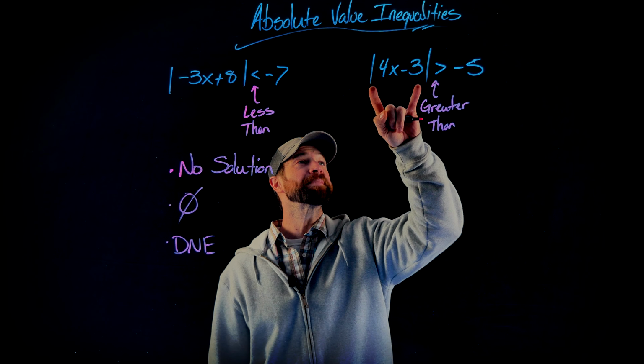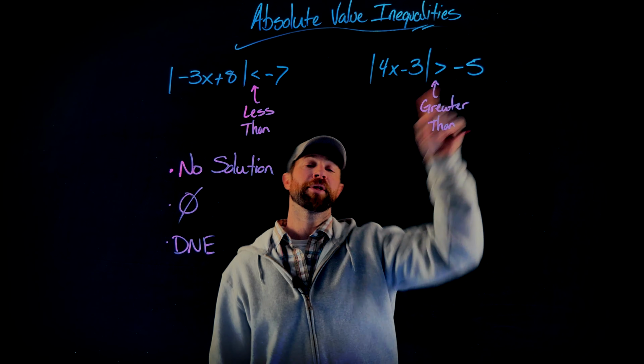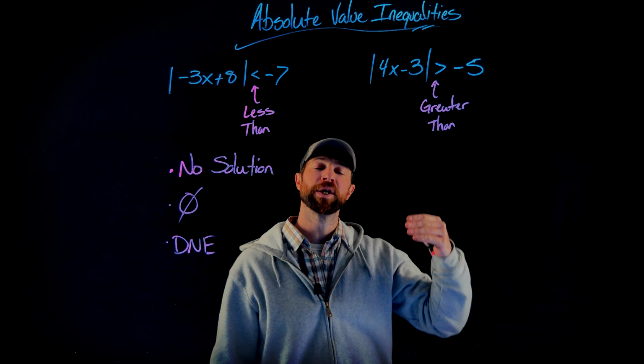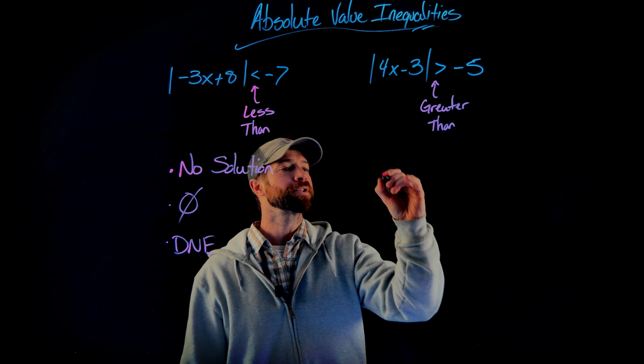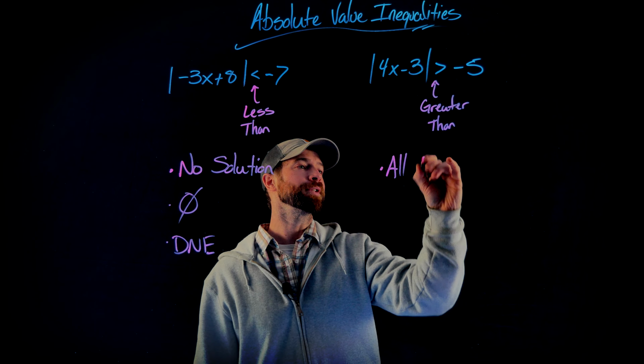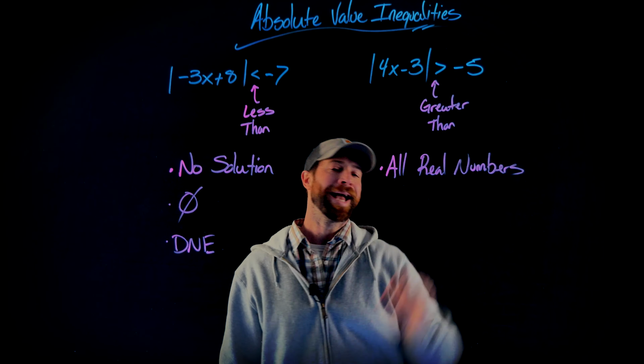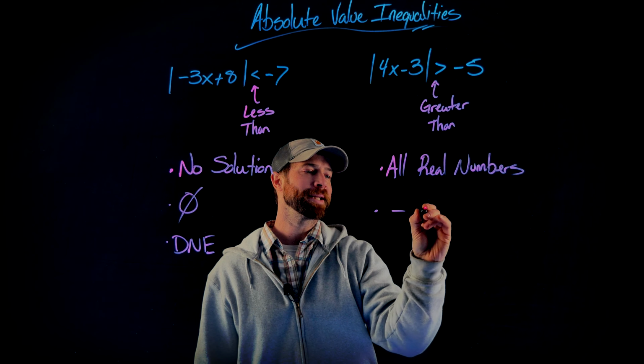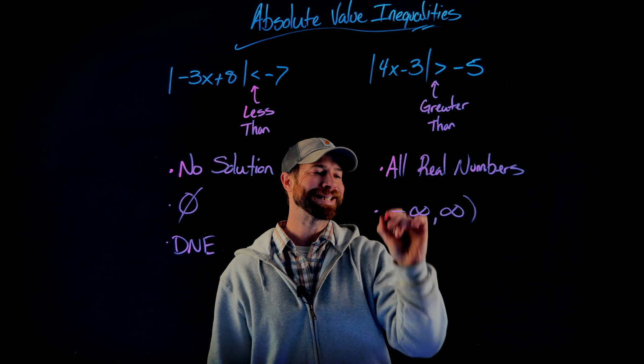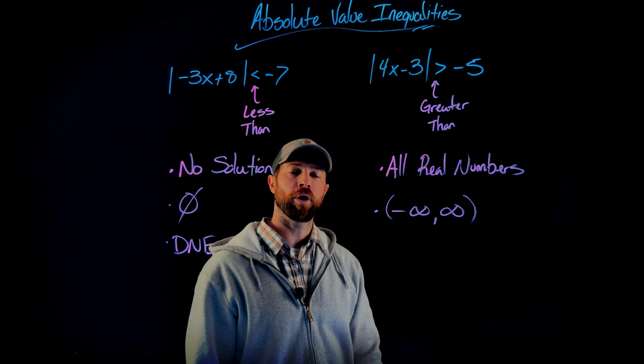In this case, the absolute value will always be greater than a negative value because it produces 0 or positive values. So in this case, we have all real numbers. And in interval notation, we would simply write -∞ to infinity. It's the unbounded set of all real numbers.